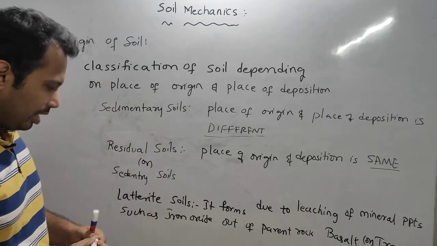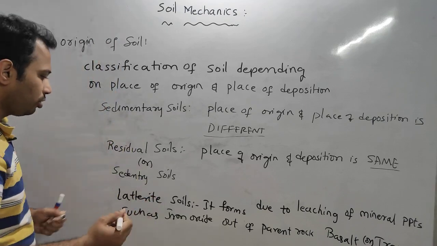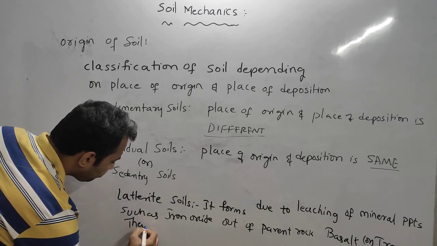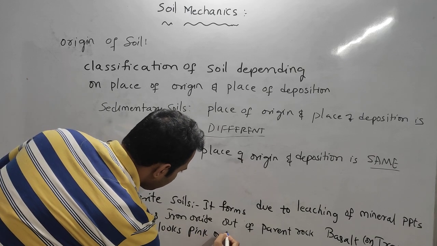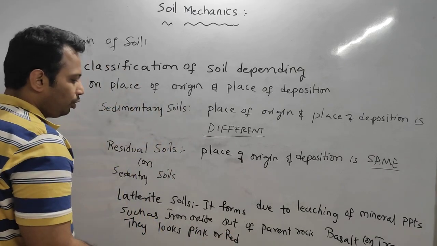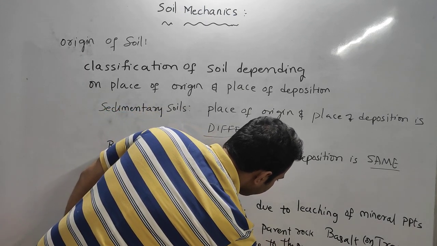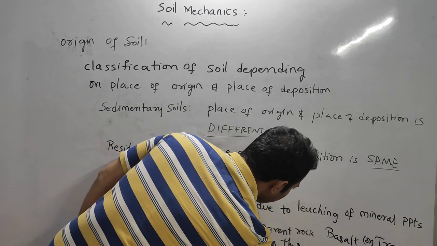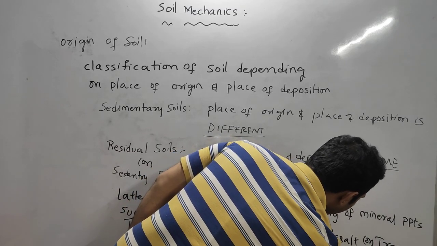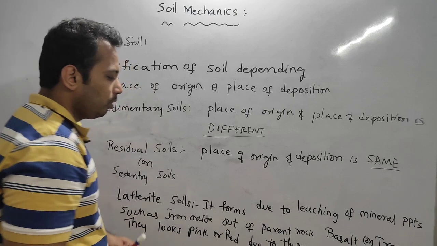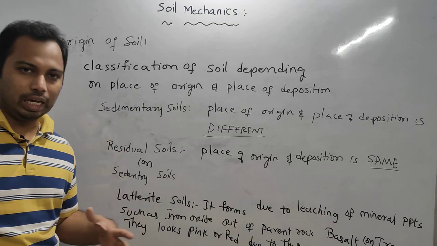Okay, generally these laterite soils will have a color. They look pink or red due to the presence of iron oxide. So laterite soils always look red or pink.